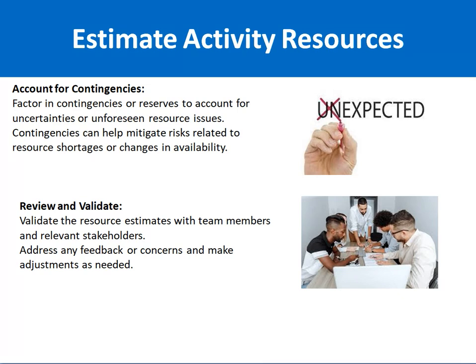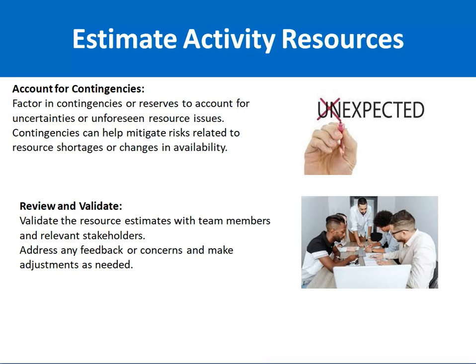For example, you have ordered a hardware server and it was expected to be received in the month of February, but due to some reason, any regulatory requirements or any legal problems, the server will not be available in the month of February. So what will you do? You have to consider all the contingencies or any unforeseen resource issues as well. Contingencies can help mitigate risk related to resource shortages or changes in availability.